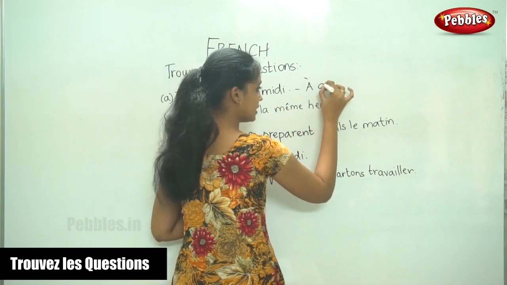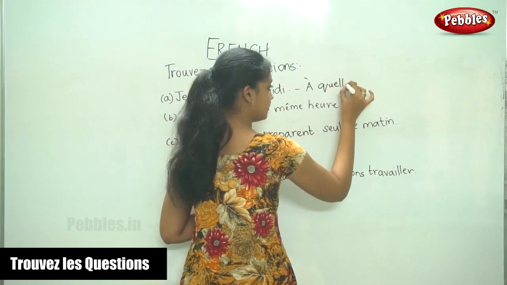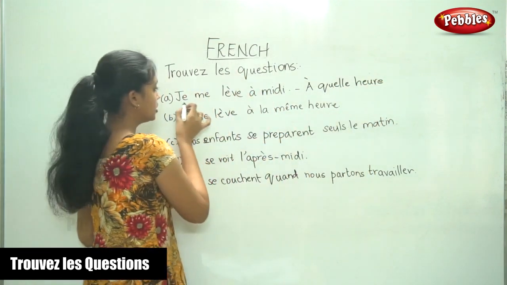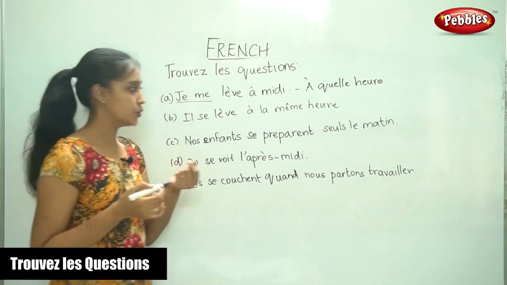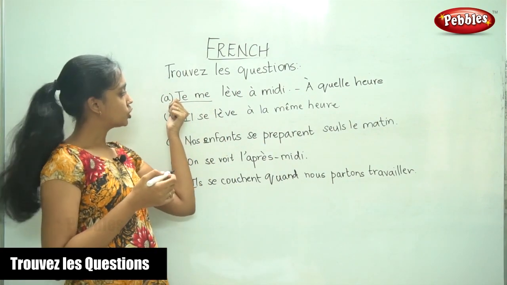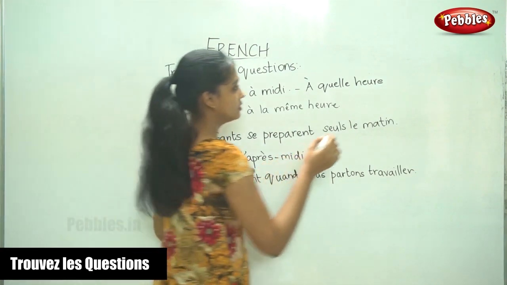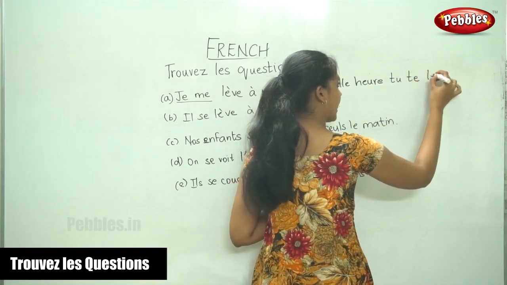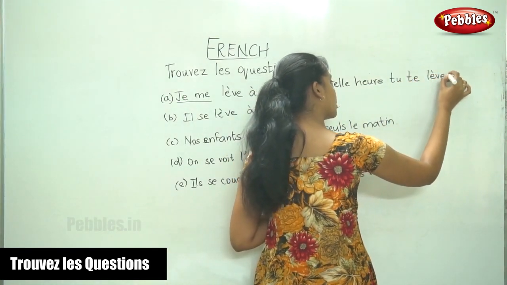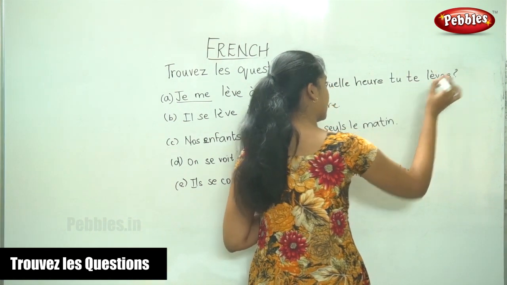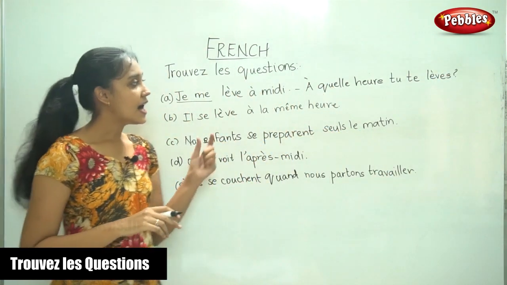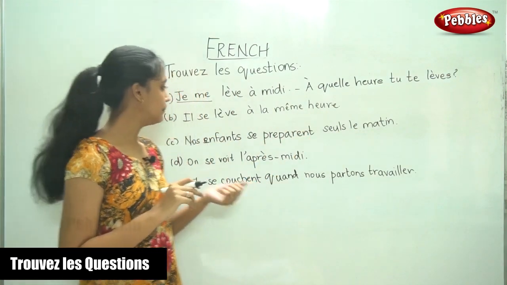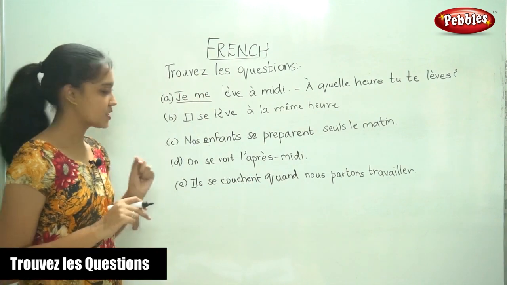À quelle heure? Now, je becomes tu when you ask the question. So, tu te lèves. Tu te, and the tu conjugation has an S and a question mark at the end. À quelle heure tu te lèves? At what time you wake up? So that is the first question.